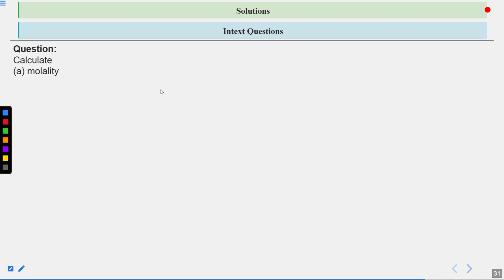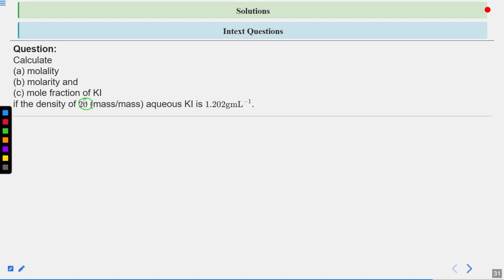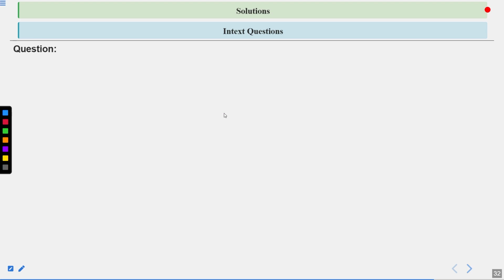Moving on to the next question. You have to calculate the molality, molarity, and the mole fraction of KI, if the density of 20 mass by mass aqueous KI is 1.202 gram per ml. So it's an easy question. You just have to know one formula, which is the density formula, mass per unit volume. Let's see how we can do it. You are given the mass by mass percentage, which is 20, and your density is 1.202. So these are the three things we have to calculate.